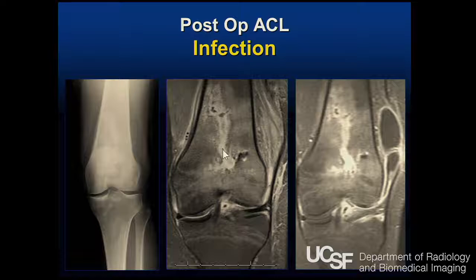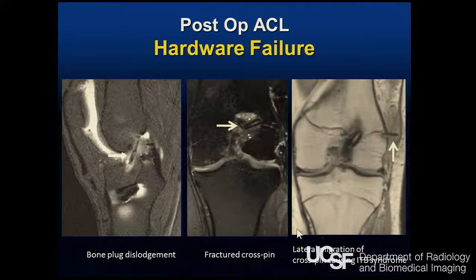Infection, especially as it advances and progresses, will instead have more fluid collections within the bone itself, and it may even decompress into the surrounding soft tissues, seen here on the post-contrast study with an abscess peripherally. Other examples of hardware failure, again rare, but we're seeing these increasingly in our practice.